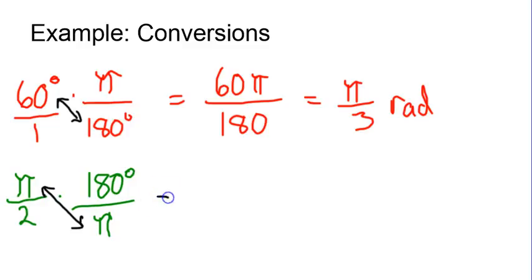So this is equal to, our pi's are going to cancel each other out, 180 degrees divided by 2, which we know 180 divided by 2 is 90 degrees. Okay. So pi over 2 radians is equal or equivalent to 90 degrees. 60 degrees is equal to or equivalent to pi over 3 radians. So converting from one form to the other.